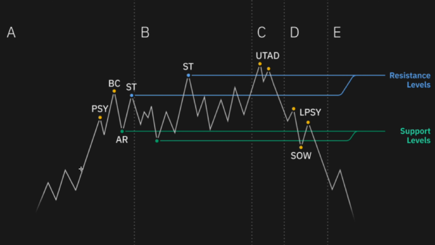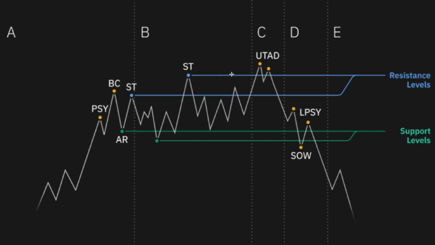Okay, so as you can see, it's kind of the same, just upside down. But here you've got PSY, which stands for preliminary supply. Then you've got buyer's climax, the automatic reaction, not rally. And then you've got secondary test again. So phase A is the same, just upside down. Then phase B, a secondary test. You could call this an up thrust, which is kind of like a spring, but in phase B.